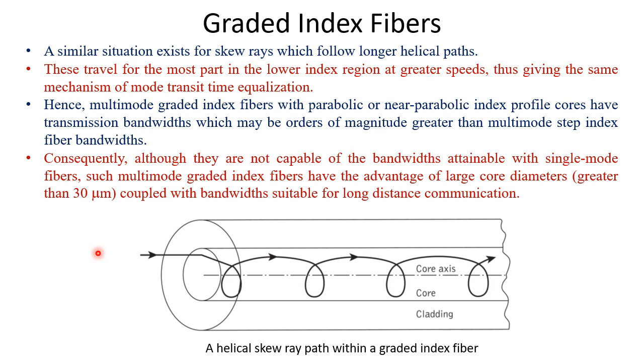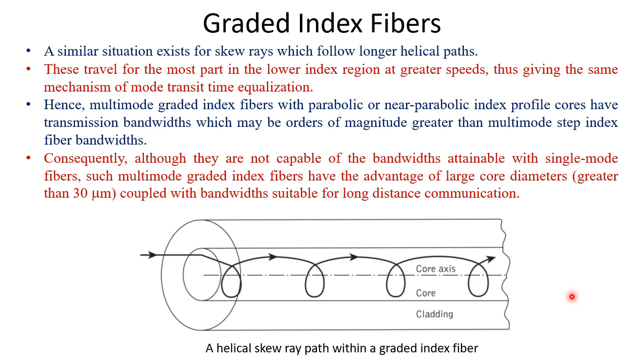Now, what will happen for the skew rays? A similar situation exists for skew rays. They follow longer helical paths. So these travel for the most part in the lower index region at greater speed, giving the same mechanism of mode transit time equalization.